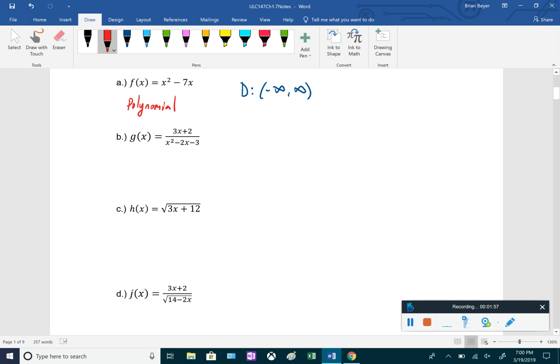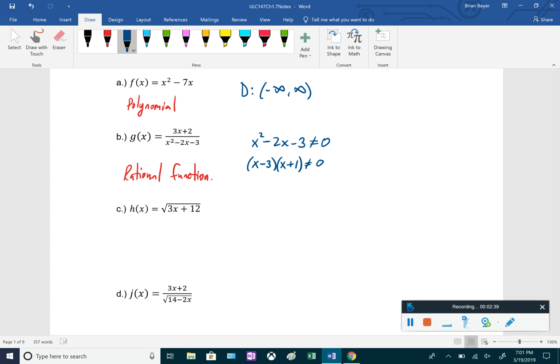Next one, we have g of x is 3x plus 2 divided by x squared minus 2x minus 3. This is a rational function, because it is a ratio of polynomials. For a rational function, what we do is we say that the denominator cannot equal 0, and then we just solve it like we would if it were an equal sign. So we factor that left-hand side as x minus 3 times x plus 1. We say that cannot equal 0.